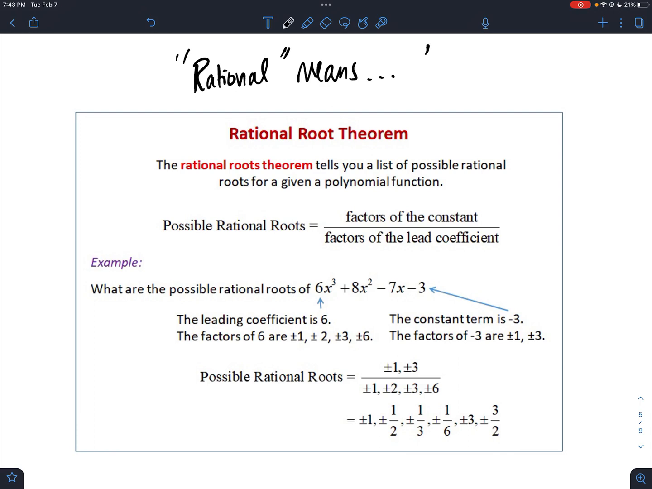So here's a statement of what the theorem says. So first of all, when I say rational, think fractional, or think as a fraction. Okay? Pretty much the same word, right? The rational root theorem gives you a list of possible roots, or really factors. For us, we're factoring.